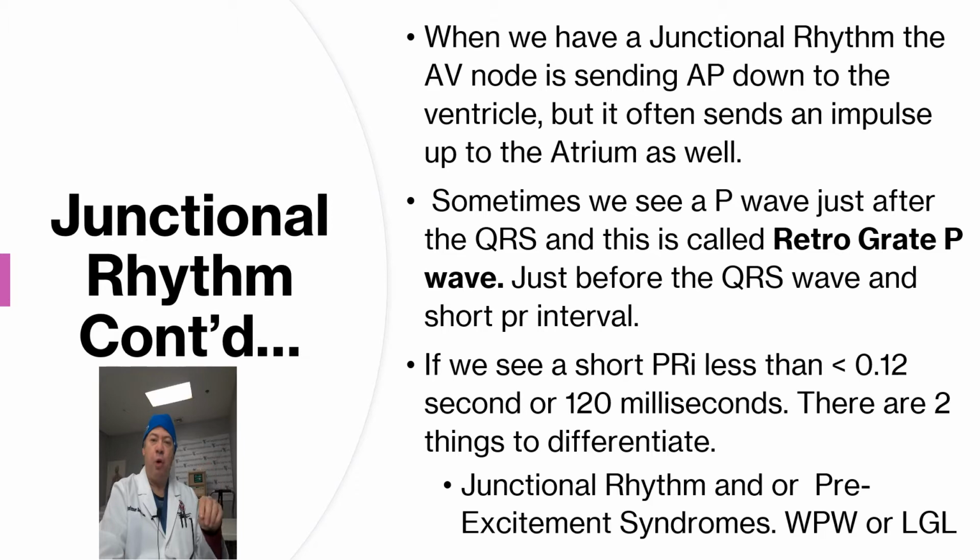Now, as you know, in a cardiac cycle, we have the P wave, the QRS complex, and the T wave. When we have a junctional rhythm, the AV node normally sends action potential down to the ventricle. That's the normal conduction system: AV node, bundle of His, bundle branches, Purkinje fibers.